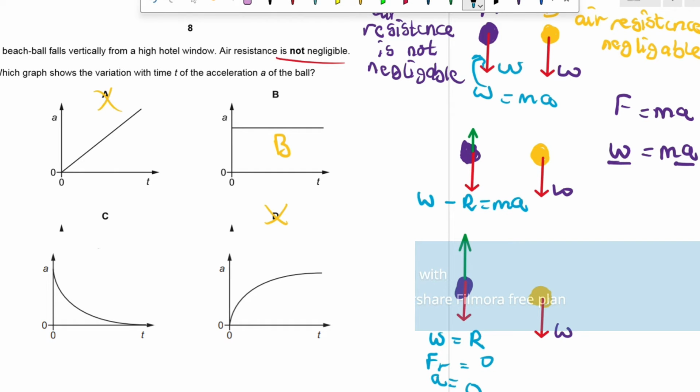So if air resistance is not negligible, it starts from a very high value, which is 9.81, contributed by its weight. As the air resistance builds up, the resultant force decreases, reaches a point where the weight and the resistance are equal, hence the acceleration is going to be 0. So the answer is going to be C.